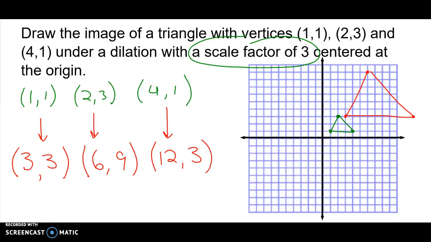So that means everything about your triangle should now be 3 times the size. So how wide is it, or what's the base of this triangle? How long is it? 3, right? So now count the base of this triangle. 1, 2, 3, 4, 5, 6, 7, 8, 9. So everything about the triangle is now 3 times larger, even the sides.